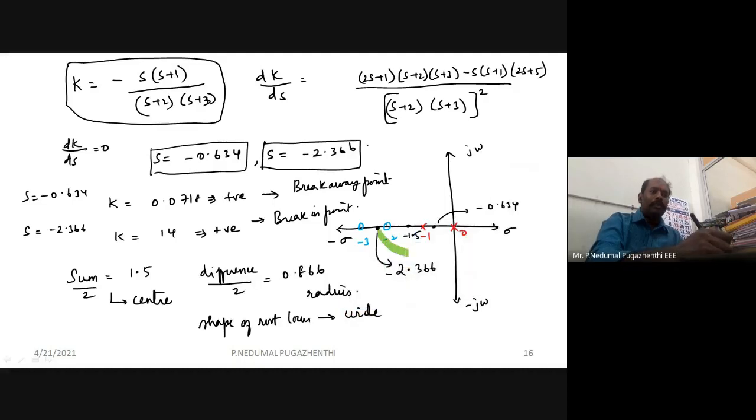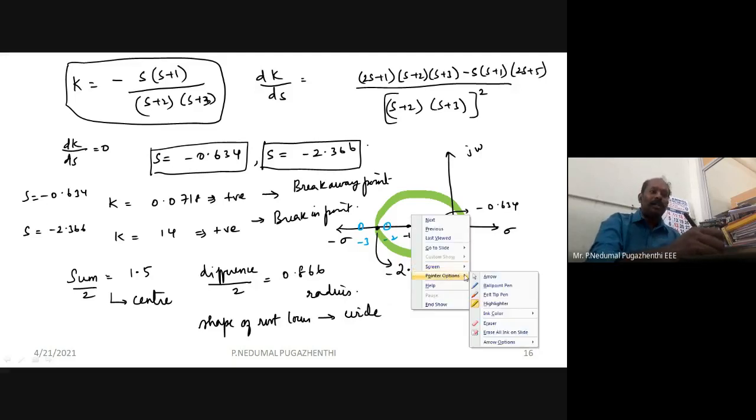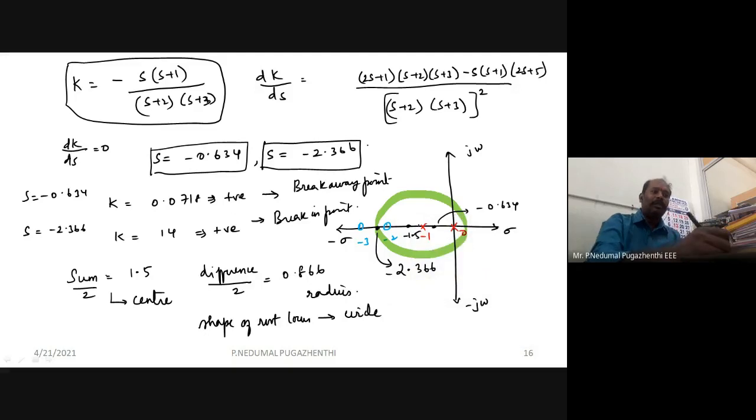It will be looking like this. Please assume this as a circle. Don't say it's an ellipse or something like that. It is a circle. Okay, it is not a perfect circle, but anyway, you have to assume it. So this is the center, and the radius here is 0.866. So this is also going to be 0.866.